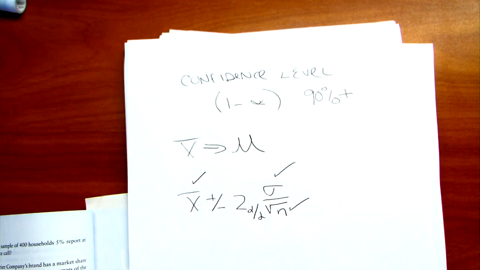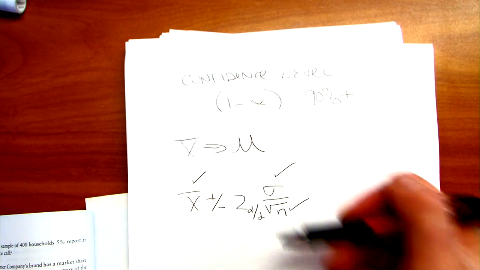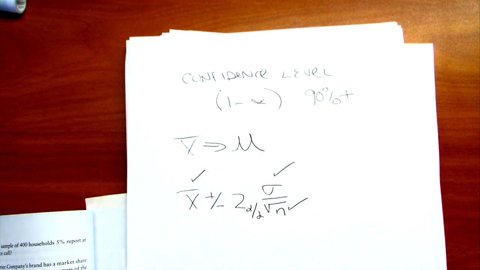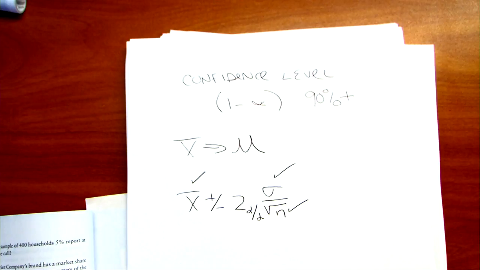Z. Okay, we've seen Z before. We know that's the standard normal curve, but we've never seen Z sub alpha divided by 2. Let me show you where that comes from. Well, before we do that, how about the plus minus? What do you think the plus slash minus is?